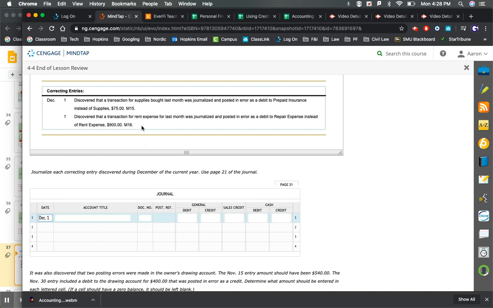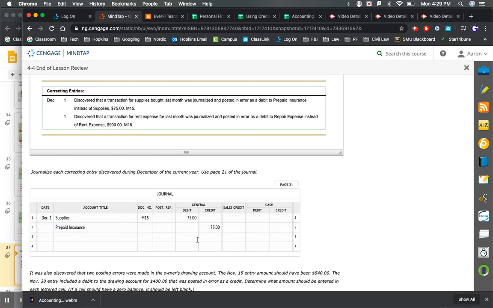So let's do our debits first. We need to debit our supplies, because we need to increase our supplies, and our document number is memo 15, M15. We are going to debit supplies in the amount of $75. And on that same date, same transaction, we're going to go prepaid insurance. We're going to credit that, because credits will decrease prepaid insurance by $75 there. And that's our correcting entry.